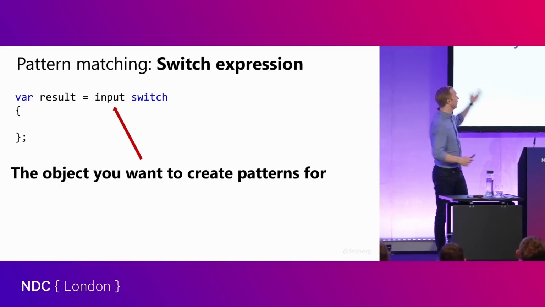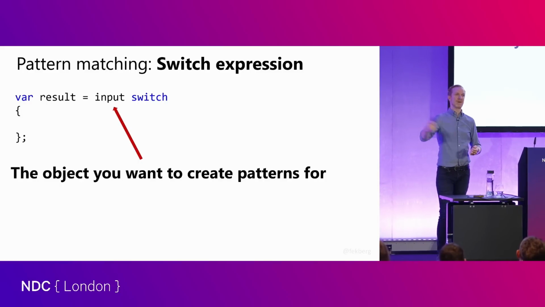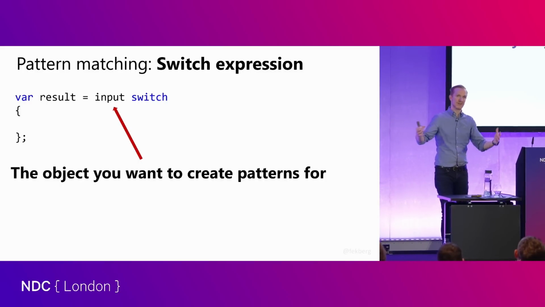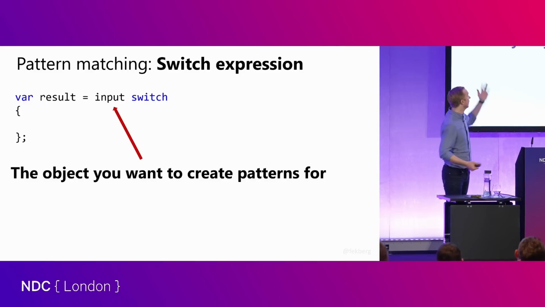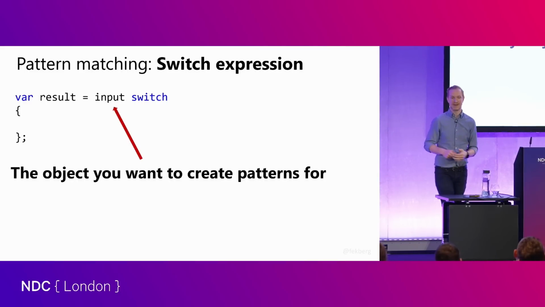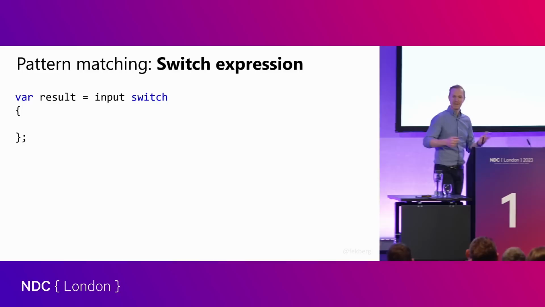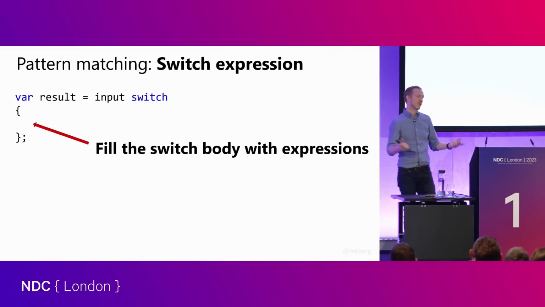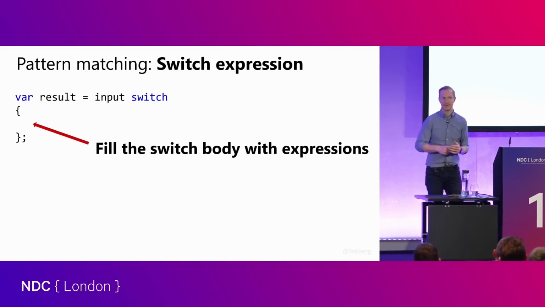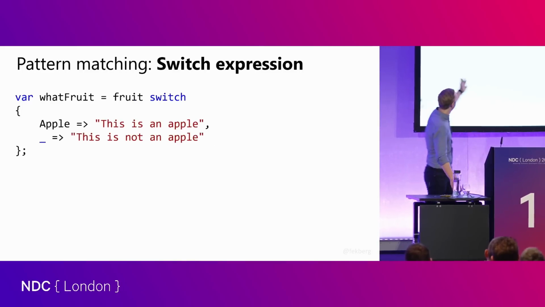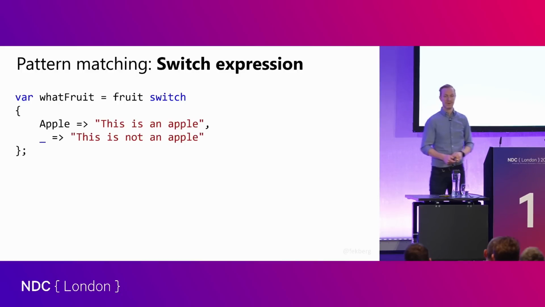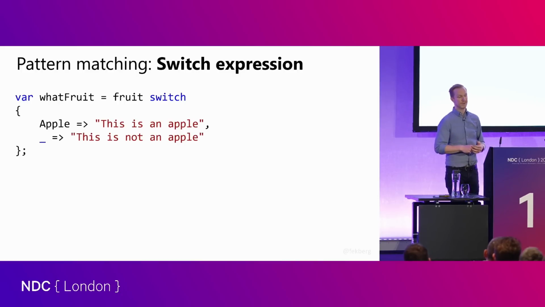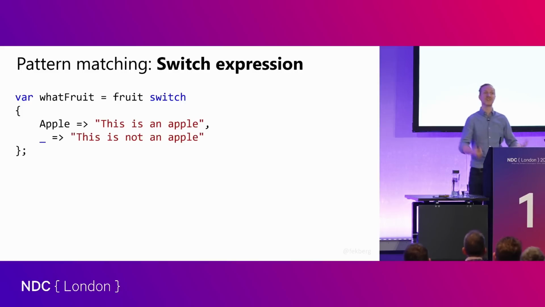So I want to produce a result, which is normally from a method call, something that you concatenate, something that you compute, right? So we want to get the result based on what kind of input we have. We fill this with expressions, much like expression-bodied members. The left-hand side is the pattern. In this case, a very simple type pattern, right, with the expression. And then I say this here produces a string.